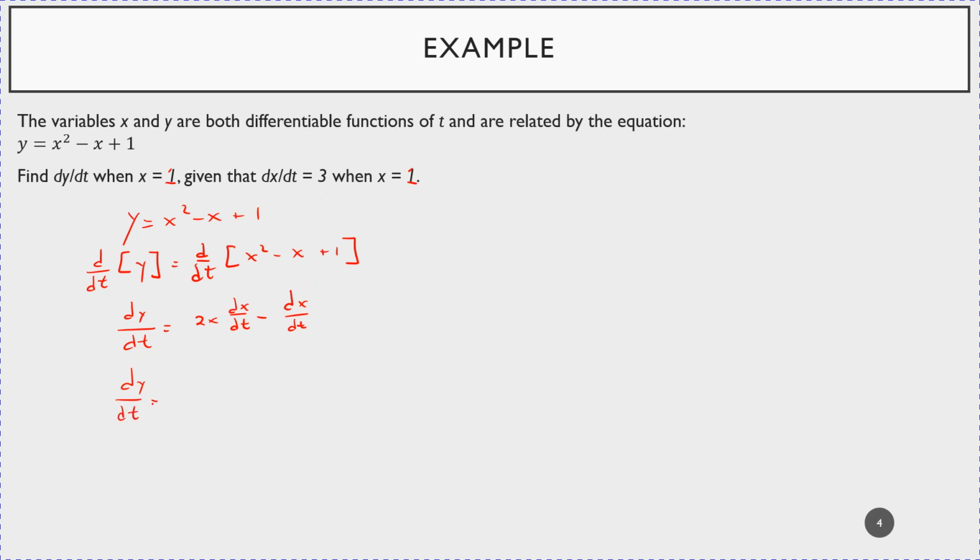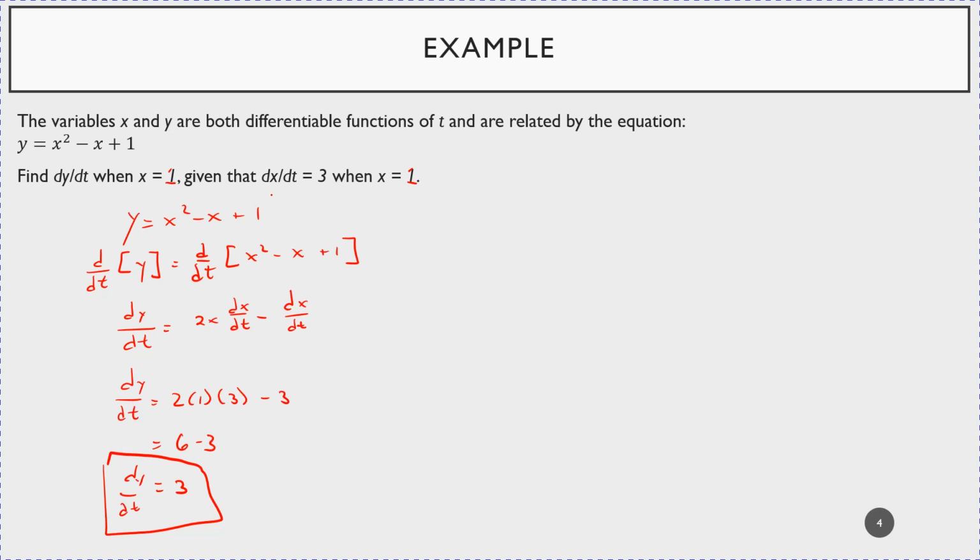So dy/dt is equal to 2 times 1, because that's what I'm saying x is, and dx/dt is 3, minus 3. Okay. So this is equal to 2 times 3 is 6, 6 minus 3. This is equal to 3. It just so happened that it ended up being the same thing, but that's not necessarily how it will always work out here. Okay, so you're seeing the process.